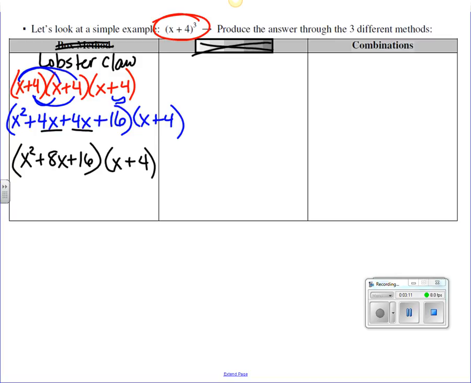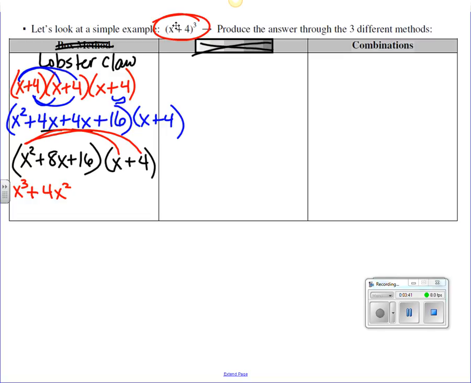Okay? All right. Any idea what I have to do next? Yep, I got a lobster claw one more time. So you do x squared all the way over there. So what's x squared times x? X to the third, x cubed, yep. And then x squared times 4, 4x squared. And you can use that second box because we're not going to be writing in it. So feel free to use that one too.